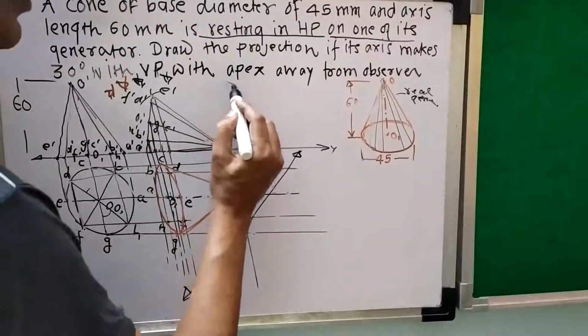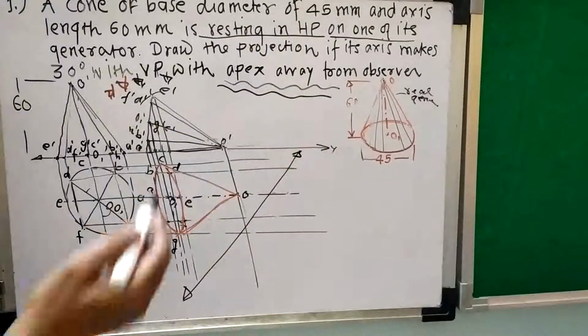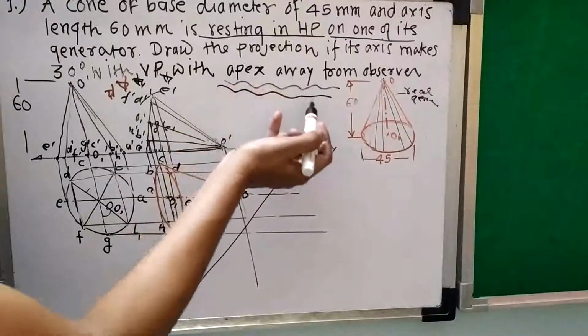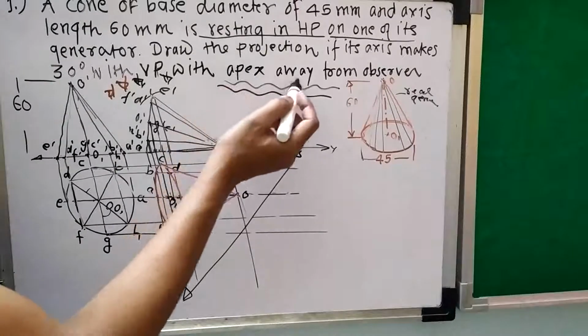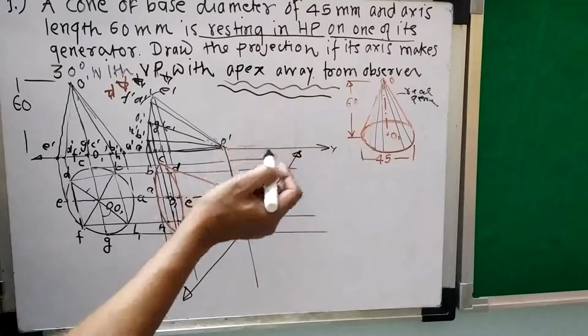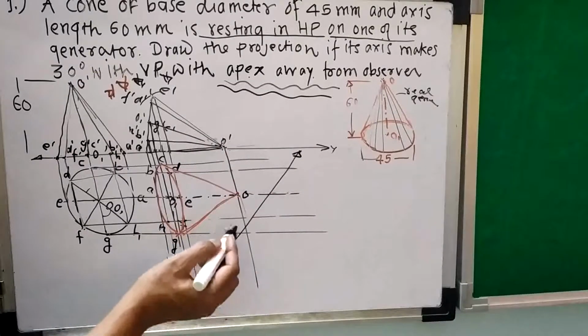Now in this problem, the condition is given, apex is away from the observer. Whenever such a condition is given, apex is away from the observer or nearer to the observer. Two conditions may be there, apex away from the observer or nearer. Now in this, apex is away from the observer. So how can you see apex is away from the observer?